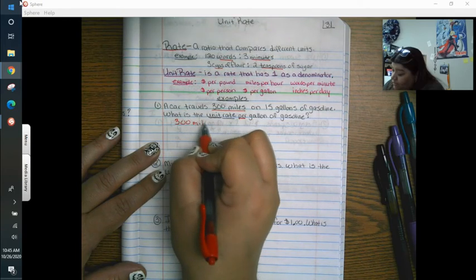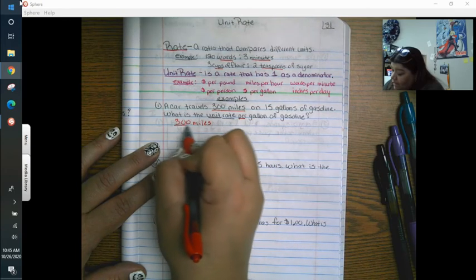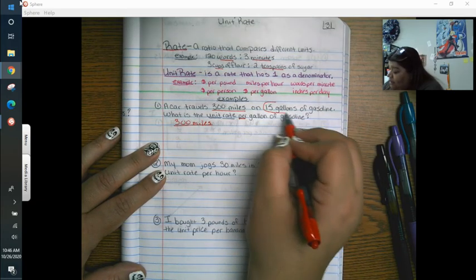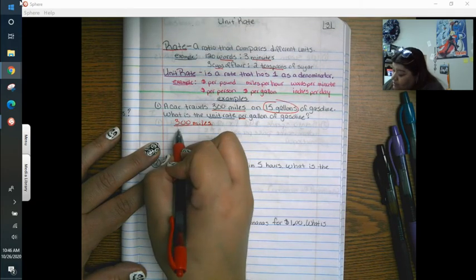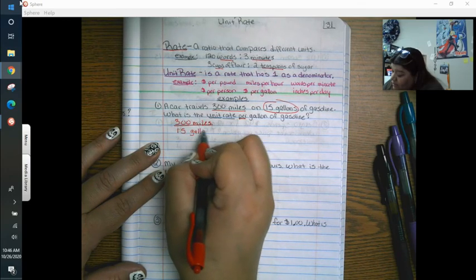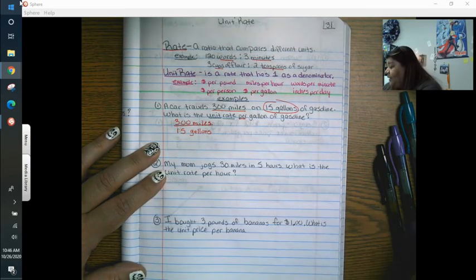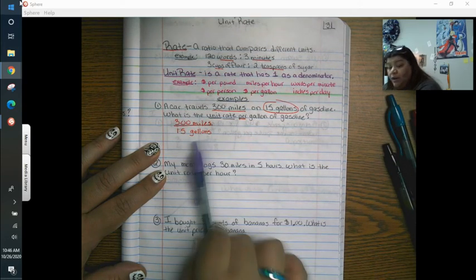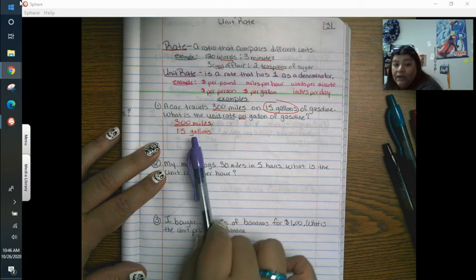and make sure you write the units, because it's a rate. So 300 miles on 15 gallons. 300 miles, 15 gallons. Now they want to know what's the unit rate per gallon. So I want to know how much it is per 1 gallon.